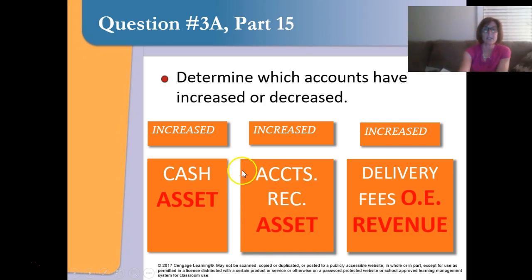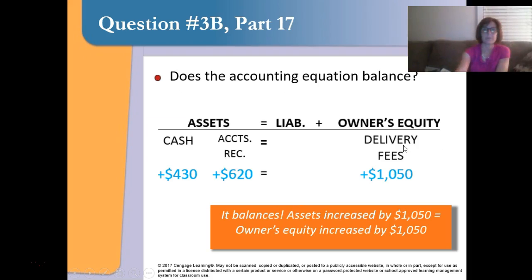And so we have increases in all three of these accounts. We have 430 in cash that we didn't have yesterday, plus now we're owed $620. And we have $1,050 in delivery fees. And so 430 plus 620 equals 1,050, so we remain good.